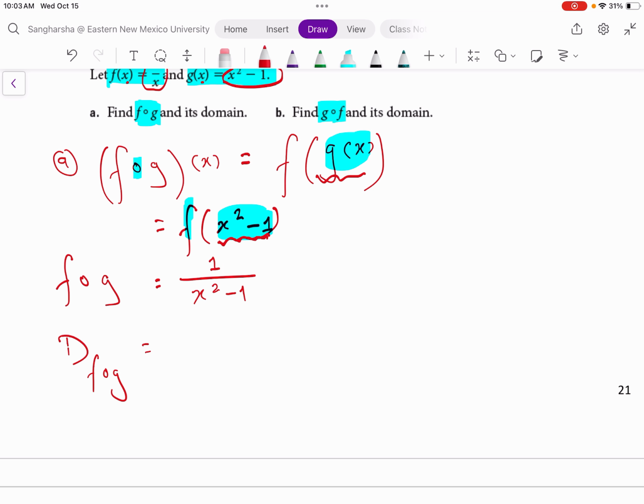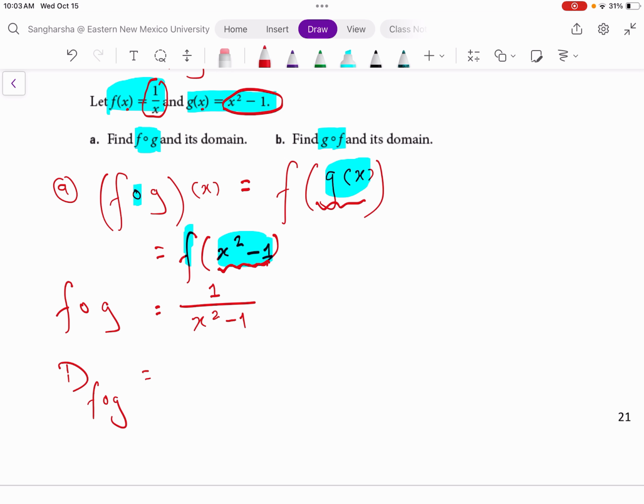So here, our g of x is x squared minus 1, right? And this is what we have as an input, and we replace our x of function f by this. So we have 1 as it is, and in the denominator, instead of x, we will write this expression. Okay, so this is our f composite g.